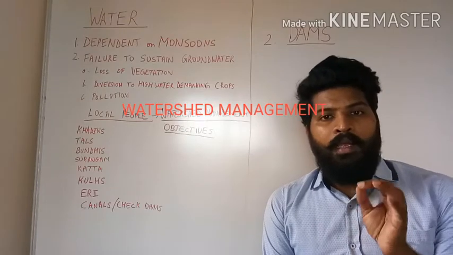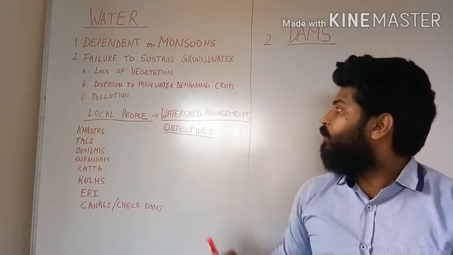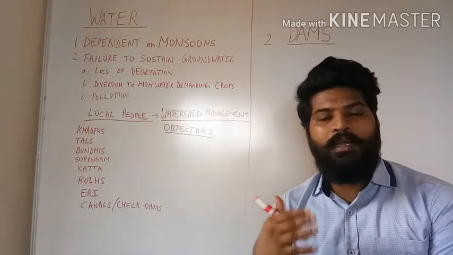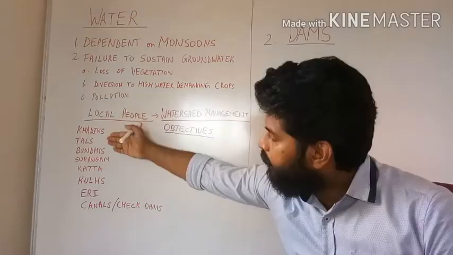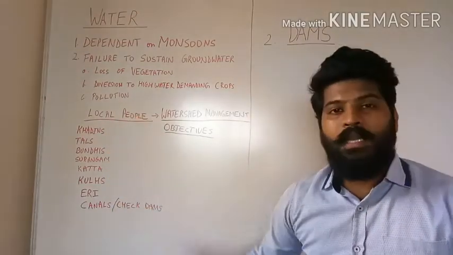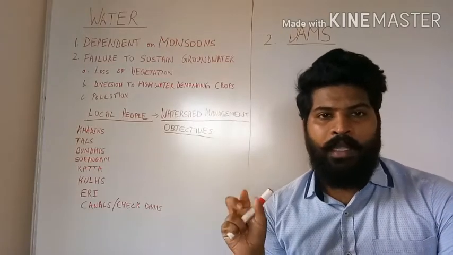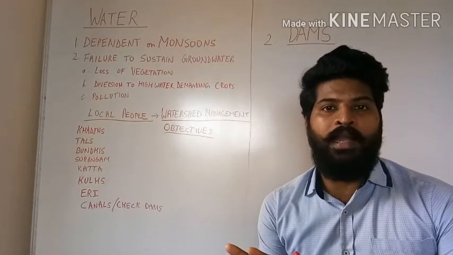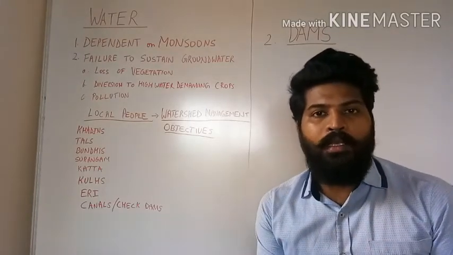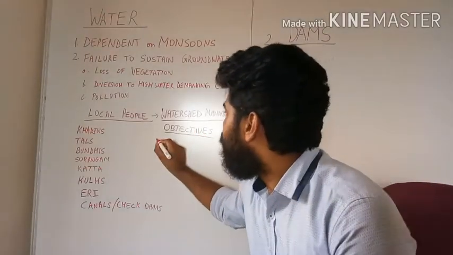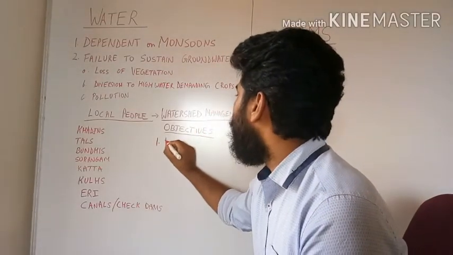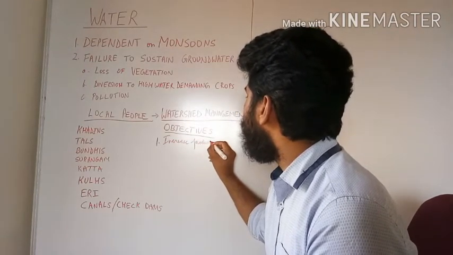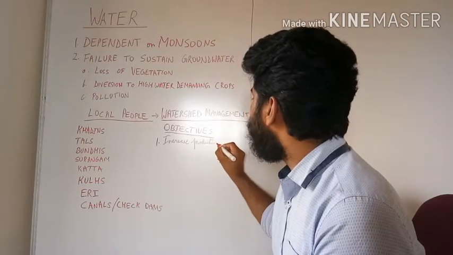Watershed management can be defined as a scientific use of water and soil to increase the productivity of a particular area. These structures are all local specific. In a particular area, particular people have developed their own techniques based on their understanding of the water and soil structure. The objectives of these are, of course, to increase production, increasing productivity and biomass.